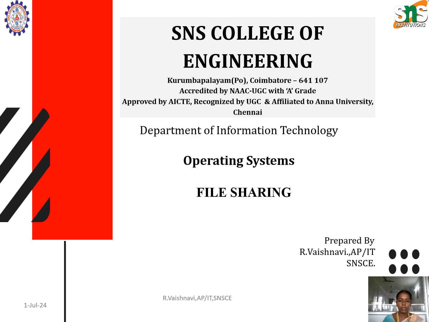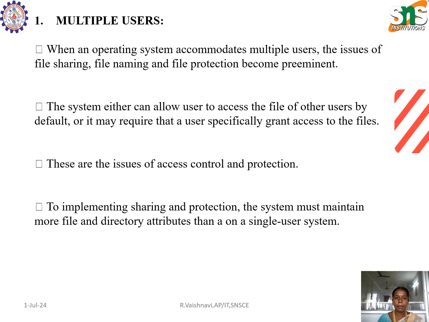Now we are going to see about file sharing in operating systems. Multiple users. When an operating system accommodates multiple users, the issues of file sharing, file naming, and file protection become predominant. The system can either allow the user to access the files of other users by default, or it may require that the user specifically grant access to the files. These are the issues of access control and protection.